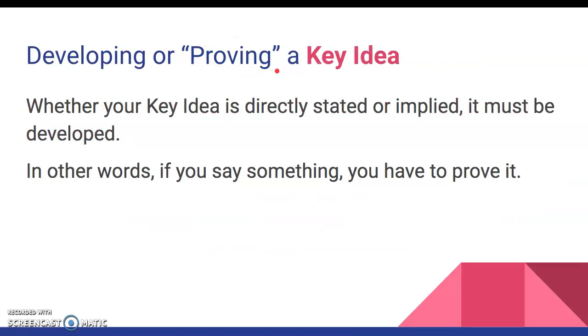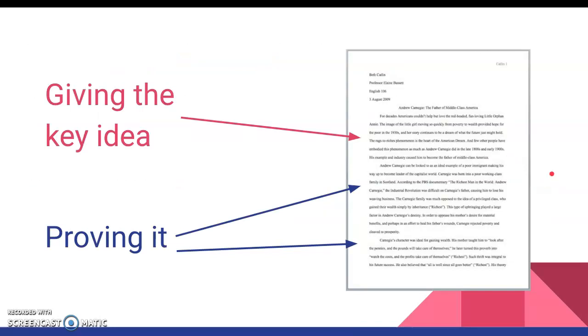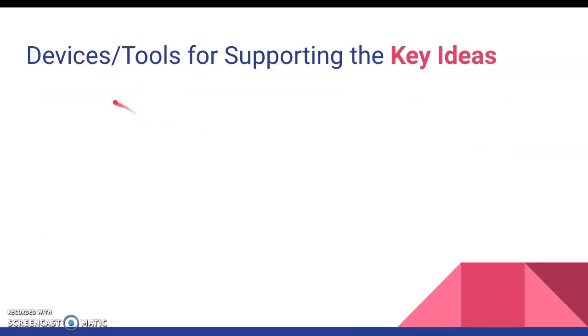Developing or proving a key idea. So whether your key idea is directly stated or implied, it's gotta get developed. In other words, if you say something, you have to prove it. This is what all of our essay writing is. It starts out with the intro paragraph, where we give the main idea, and usually it's just one sentence that gives that main idea. The whole rest of the paper is just us proving it, giving examples or quotes or facts that help put the main idea up on a pedestal so that we can really understand why the author believes it. So here are some tools or devices, we call them, for supporting the key ideas.